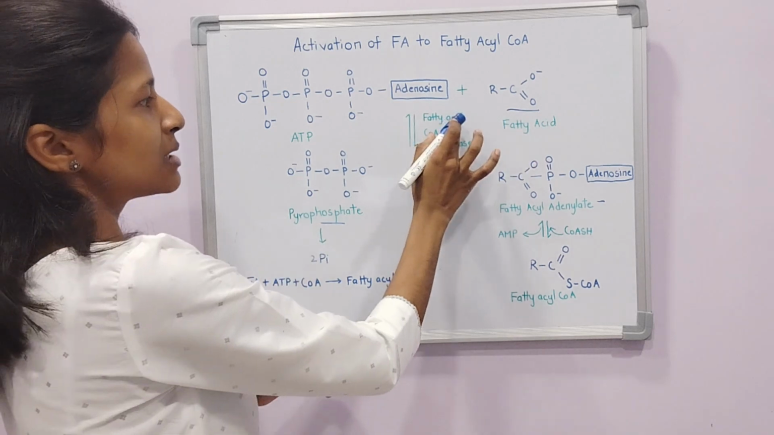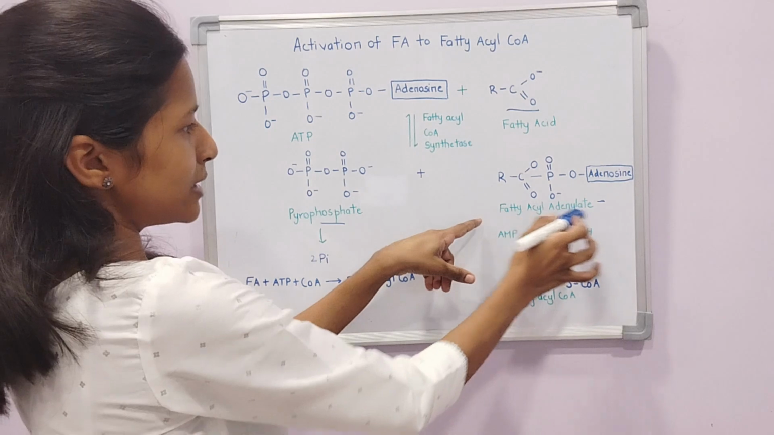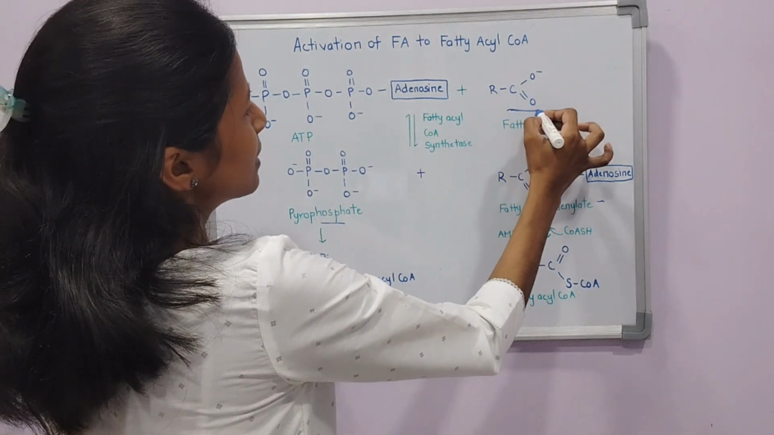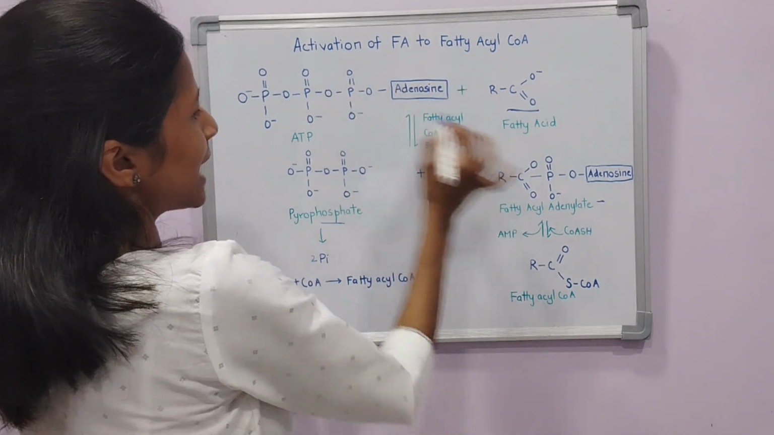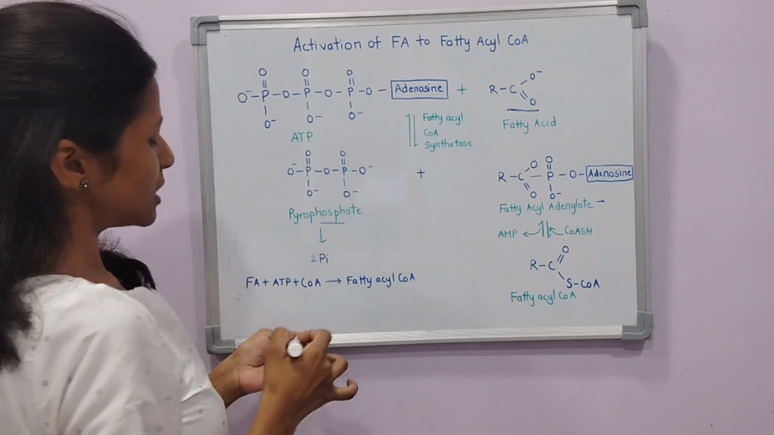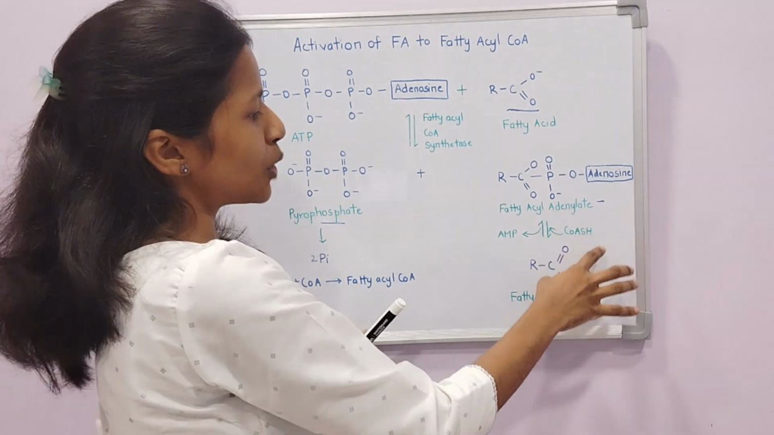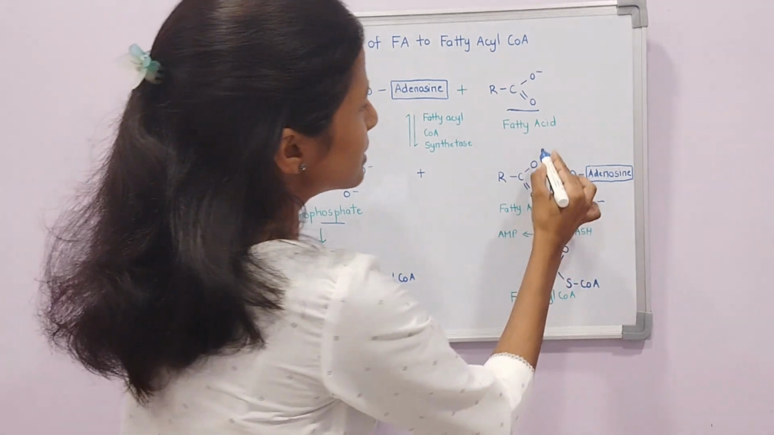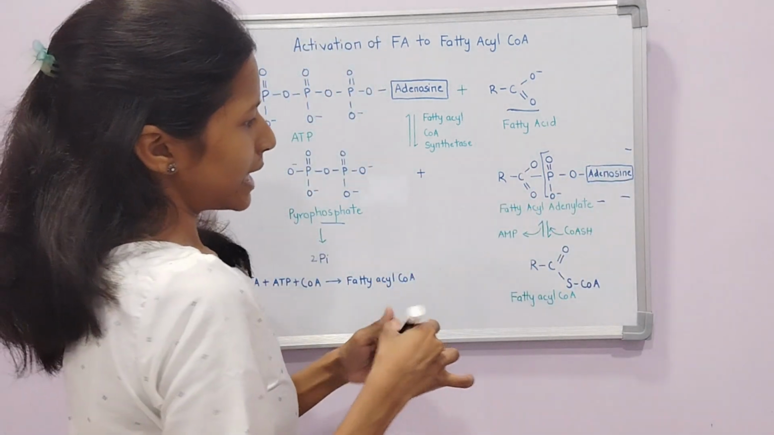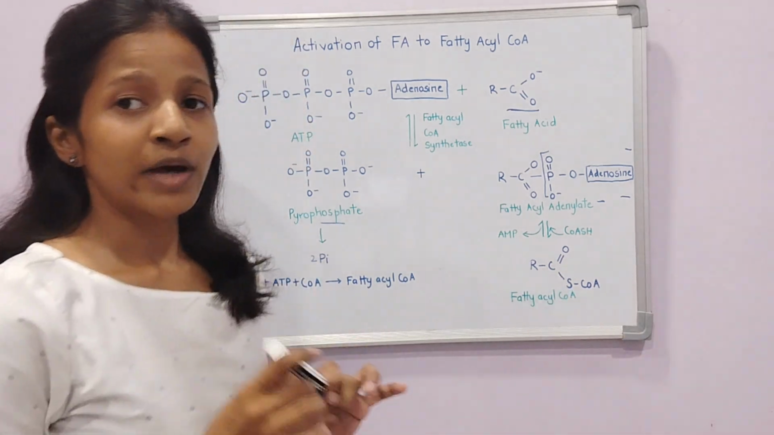This reaction is catalyzed by the enzyme fatty acyl-CoA synthetase, giving rise to an intermediate called fatty acyl adenylate. So this fatty acid is taking one of these phosphate groups with the adenosine. So this pyrophosphate is released and immediately hydrolyzed into 2 molecules of inorganic phosphate. To this intermediate, a molecule of CoASH is added, and this is released out as adenosine monophosphate, and this O is replaced by the S-CoA, giving rise to fatty acyl-CoA.